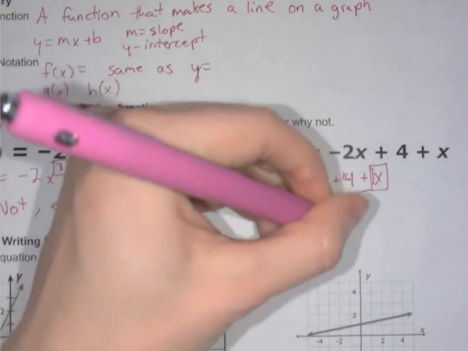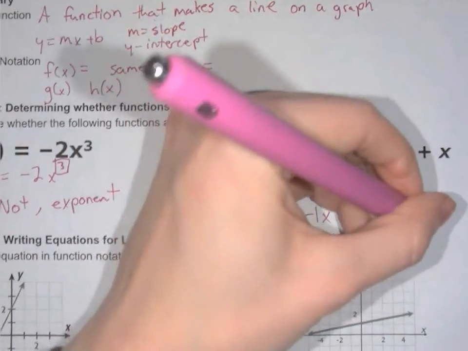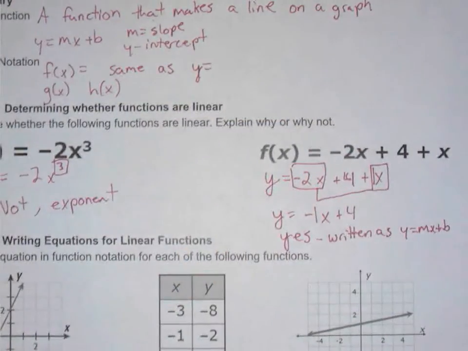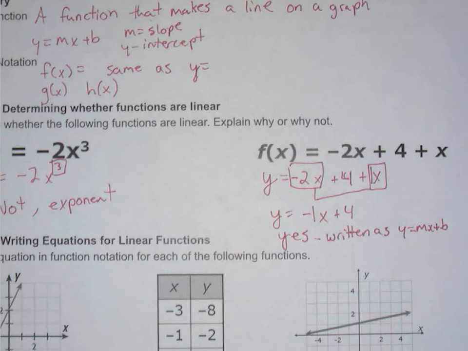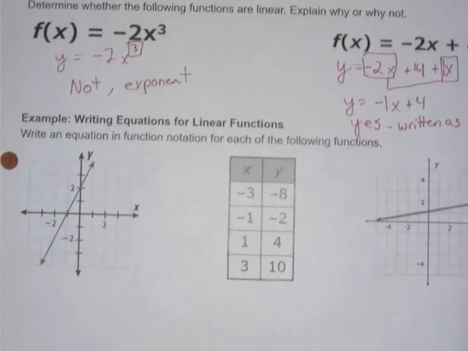So written as y equals mx plus b. Make sure you can see that there. So that is indeed a linear function. So all you have to do for those is decide whether you can write them in y equals mx plus b form. Let's move on down here to write equations for linear functions.